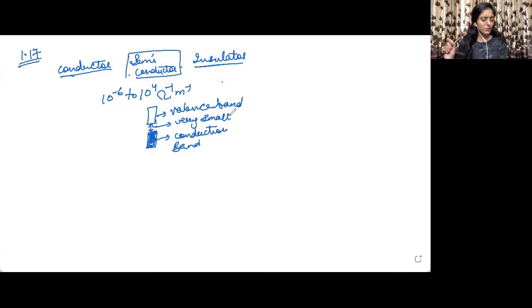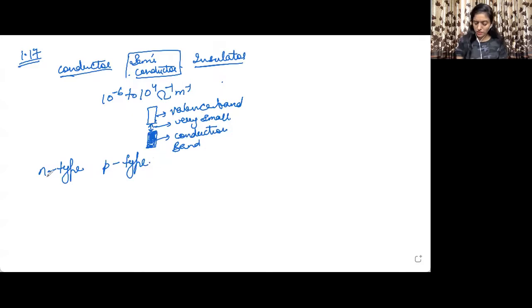Describe two main types of semiconductors. So the two main types of semiconductors are N-type semiconductors and P-type semiconductors. Okay. And then we need to contrast their conduction mechanism, how they conduct electricity.